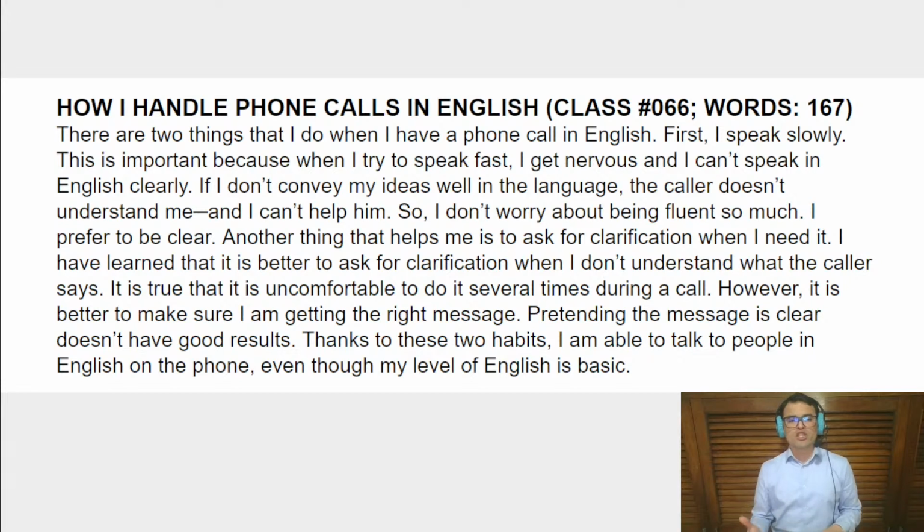The title of this paragraph is How I Handle Phone Calls in English, Class 66, Words 167. Here we go. There are two things that I do when I have a phone call in English. First, I speak slowly. This is important because when I try to speak fast, I get nervous and I can't speak in English clearly. If I don't convey my ideas well in the language, the caller doesn't understand me, and I can't help him. So I don't worry about being fluent so much. I prefer to be clear.